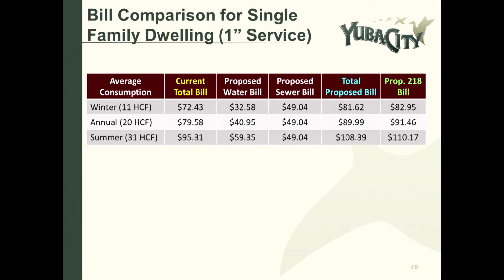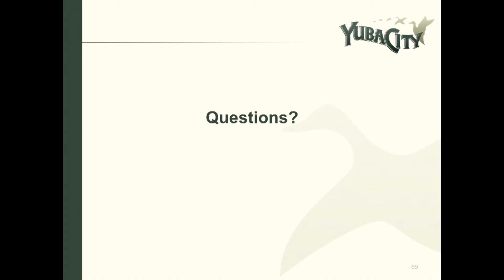As water usage increases, so if you had an annual average use of 20 units, your water bill would be $40.95. If you have a high summer usage of 31 units, which is really high, your bill would be $59.35. And so council approved these rates at the last council meeting, and they will go into effect on July 1st. So with that, that concludes my presentation, and I'd be happy to answer any questions.